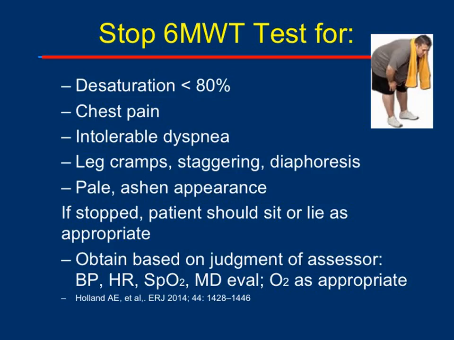So when do you stop the test? At 6 minutes. However, if they deteriorate, you stop it sooner. So the statement says you need to stop it if their O2 sat goes below 80%. Personally, I stop it if it's around 84, 85, because I think they are probably going to be trending down if they're that low. But 80 is the absolute lowest. If they have chest pain, if they have intolerable dyspnea, if they start to have leg cramps, if they're staggering or diaphoretic, if they become pale or ashen, so clinically unstable.